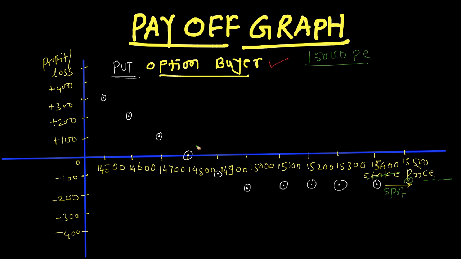That means as Nifty falls further down, his profit will be unlimited. He is an option buyer. As Nifty falls, he will benefit. But as Nifty rises above 15,000, his losses are limited to 200 rupees only. So if I join this line now, I'll get this graph.